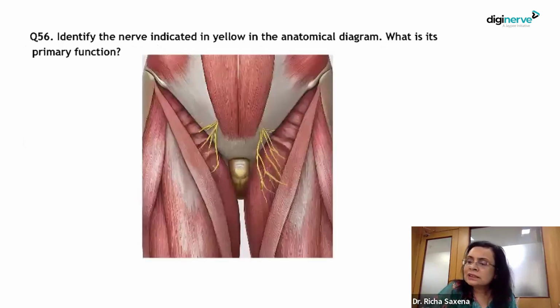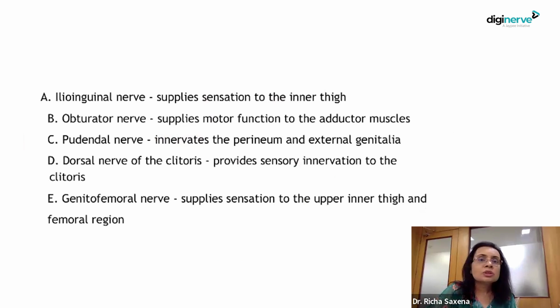Which is this nerve which is indicated in yellow in this anatomical diagram, and what is the primary function? If you see, this typically shows that the nerve which is delineated in yellow is supplying the clitoris. So what nerve is it likely to be? Because this is typically supplying the clitoris and not the inner thighs or the medial muscles. So it is unlikely to be the obturator nerve or the ilioinguinal nerve, which supply the inner thighs.